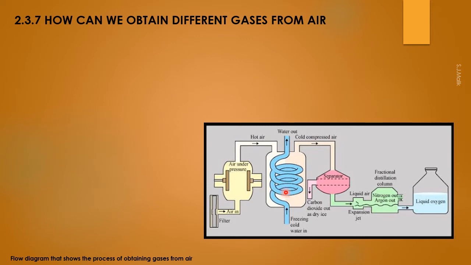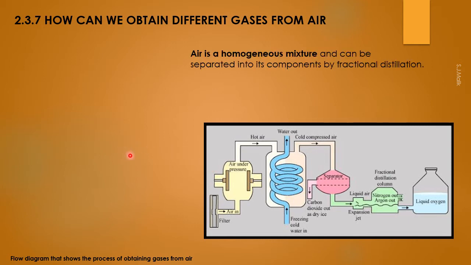How can we obtain different gases from air? As you know, air is a mixture of different gases. One by one we can separate out the gases from air. Air is a homogeneous mixture and can be separated into its components by using the fractional distillation method that we have learned in the last slide. Here I will show you the flow diagram of this process, and one by one I will explain the steps.